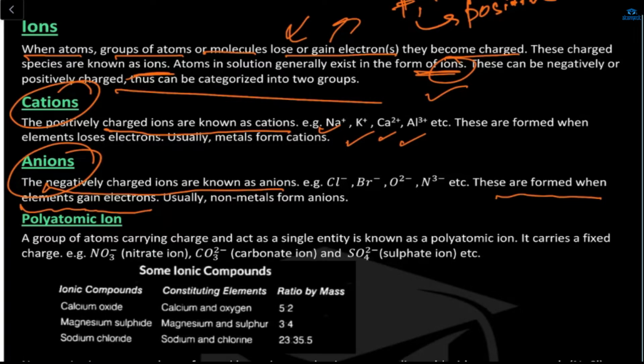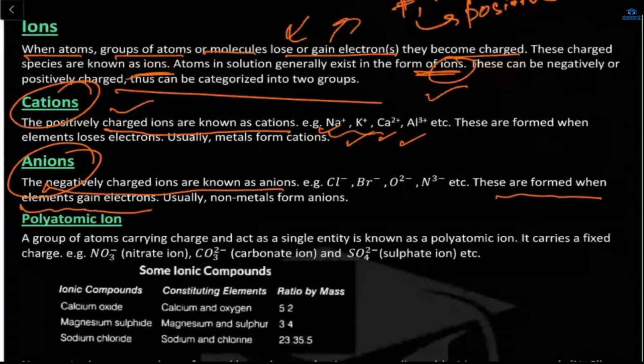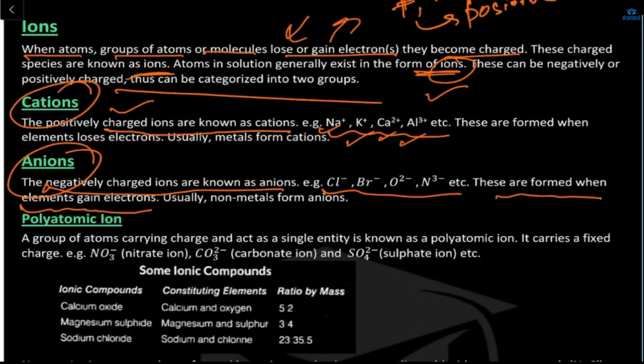So two things are there. One is the positively charged atom and the other is the negatively charged one. A positive example is this, a negative one is this. Positive is known as a cation and negative is known as an anion.